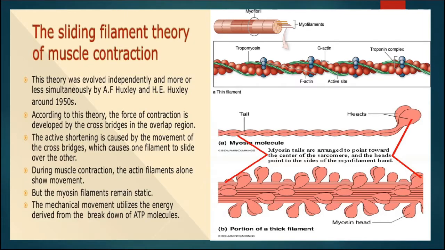This theory was first evolved and given by A.F. Huxley and H.E. Huxley in the 1950s. According to this theory, the force of contraction is developed by the cross bridge, in the overlap region in which these two proteins are overlapping. The active shortening is caused by the movement of cross bridges, which cause one filament to slide over the other. During the muscle contraction, the actin filament alone shows movement, but the myosin filament remains static. The mechanical movement utilizes the energy which is derived from the breakdown of ATP molecules.